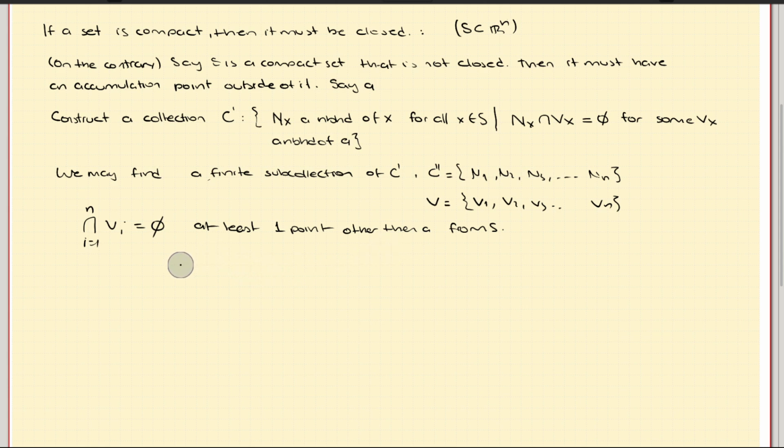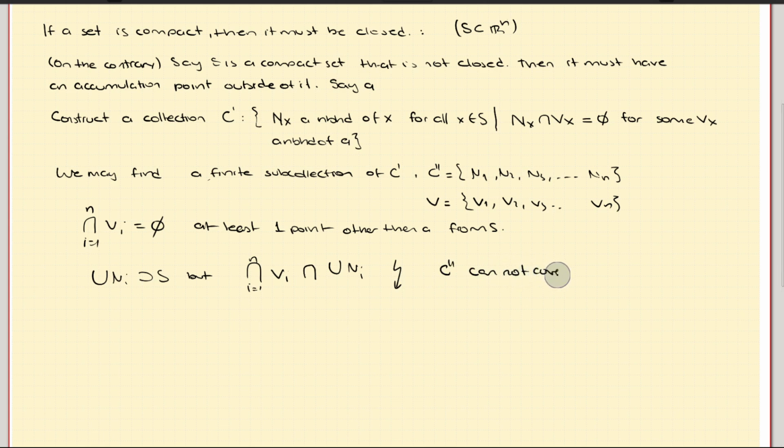Actually, we finished the proof, because we claim that the union of the n_i's covers S, but we see that the intersection of the V_i's is disjoint from all the n_i's, and this is a contradiction because this C double prime cannot cover S. So why do we have this contradiction?